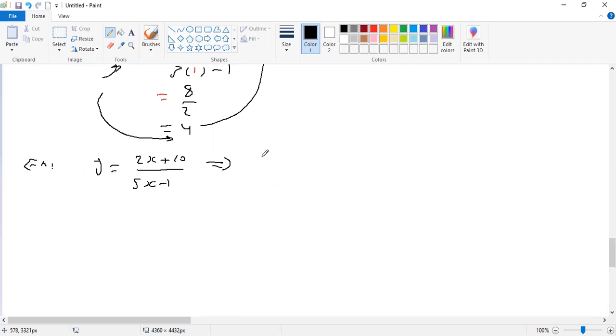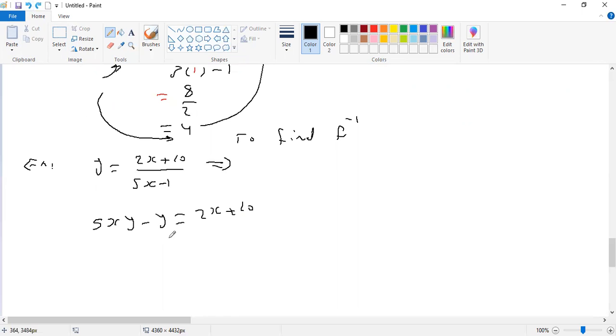Again, to find the inverse. What is the inverse now? To find the inverse, f inverse, again multiply across product. So 5xy minus y, multiply cross product, will be 2x plus 10. Why? Because this means like over 1. So it'll be 2x plus 10 times 1, the same as 5x minus 1 times y multiplied by 1.